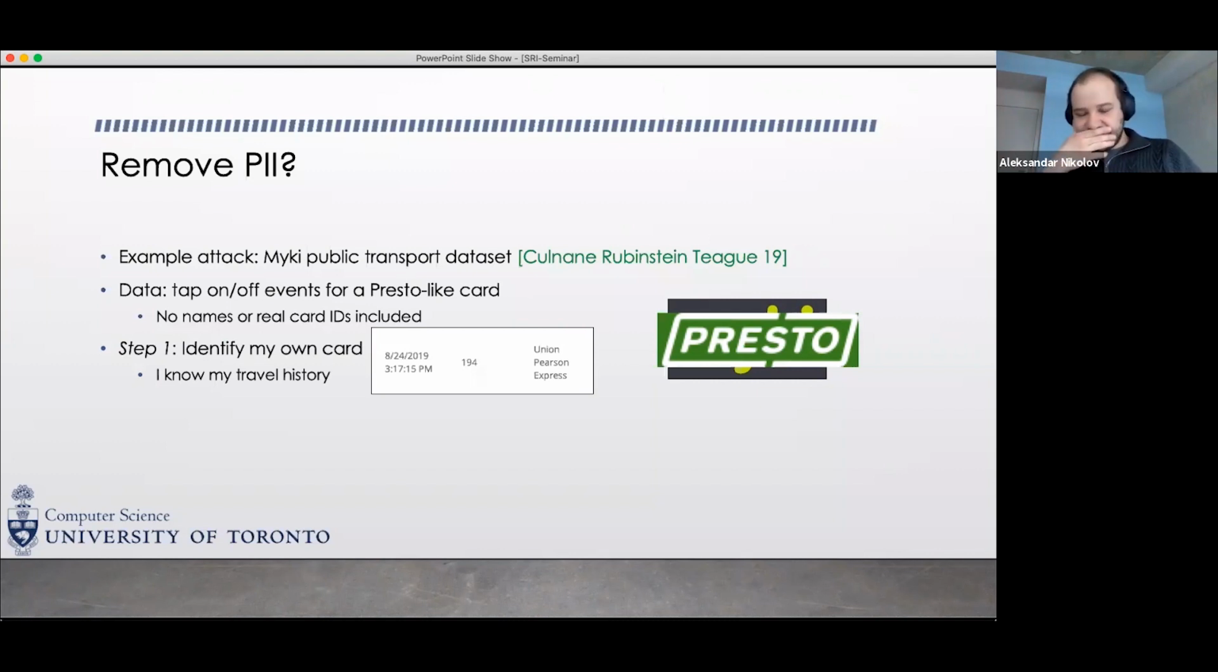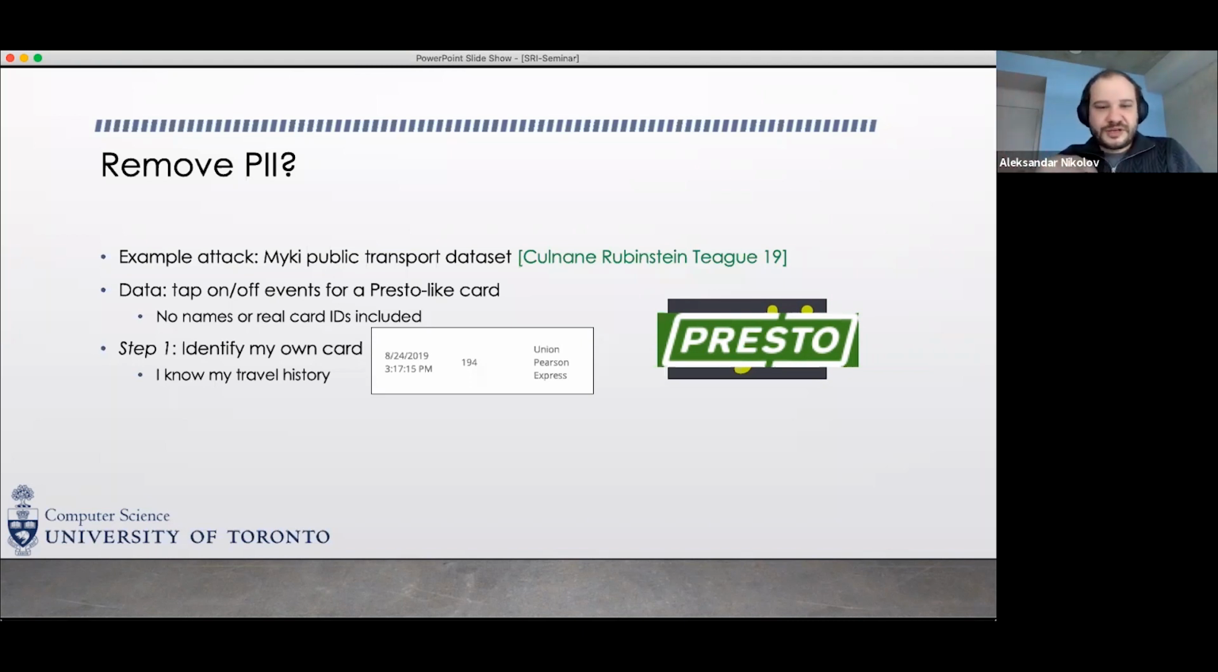Good. All right, so why is this data set not really de-identified, not in a way that really protects the privacy of the people in the data? Let me tell you what the researchers actually did. There's a two-step attack, basically. Step one looks very innocuous. You can go and find your own card, okay?